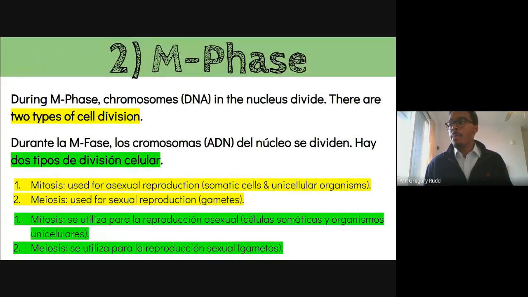After interphase comes M phase, and this is when the cell is actually being divided. This is when the chromosomes in the nucleus divide. There are 2 types of cell division. They both begin with M, and that's why we call this process M phase. Number 1 is mitosis, which we'll talk more about tomorrow. This is used for asexual reproduction to make copies of somatic cells. Then there's also meiosis, which is used for sexual reproduction to make copies of gametes, which again are sperm and egg cells.